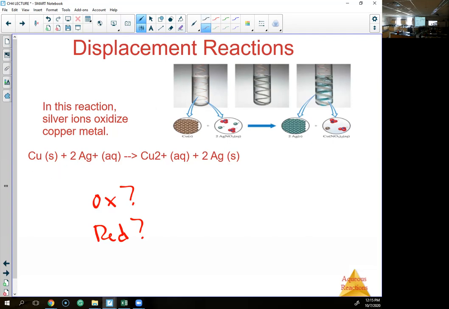All right. So I have copper. Is it becoming more positive or more negative? More positive, which means it lost electrons. It's oxidized. LEO says true. Silver went from positive to neutral, which means it must have become more negative. So it gained.